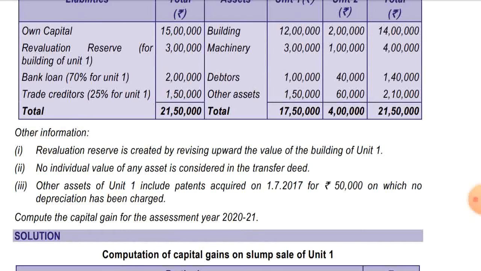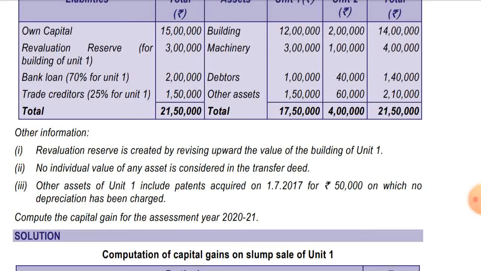Other information: revaluation reserve is created by revising upward the value of the building of unit 1. We have seen that in the balance sheet as well. No individual value of any asset is considered in the transfer deed. As we all know, while transferring in slump sale, no individual asset is sold. All we do is subtract the net worth from the sale consideration and arrive at the capital gain.